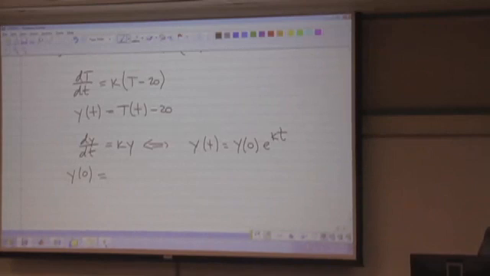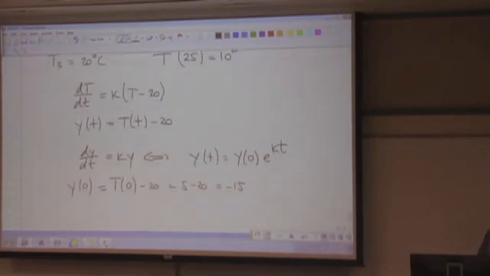That means t is equal to 0. But remember, y of t is defined to be T minus 20. So it'll be T of 0 minus 20, so it'll be 5 minus 20, which is negative 15. Right? Okay? What else are we given? We're given that T of 25 is equal to 10. Okay, let's do that. So can you tell me what y of 25 would be?